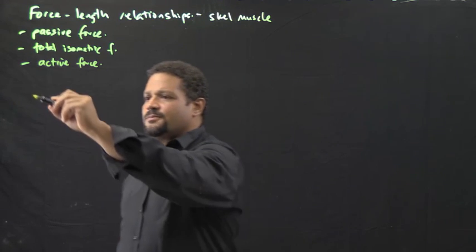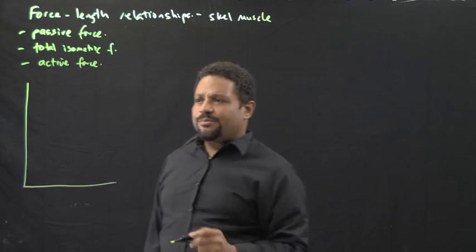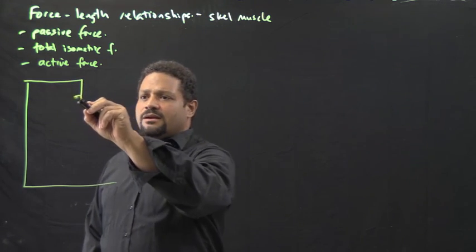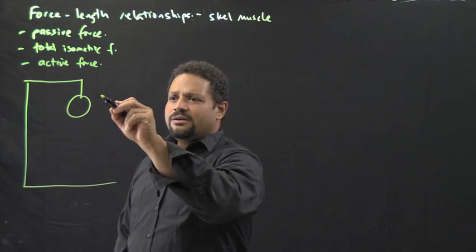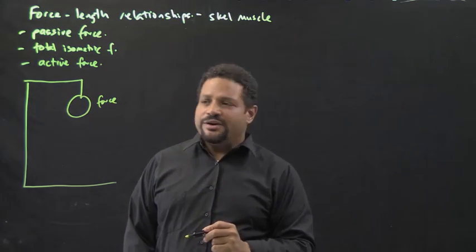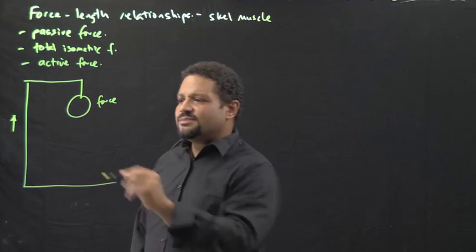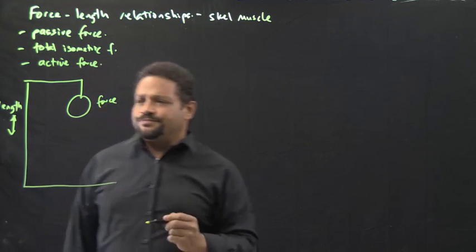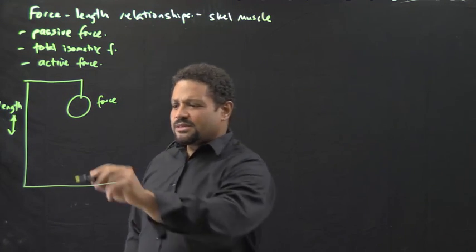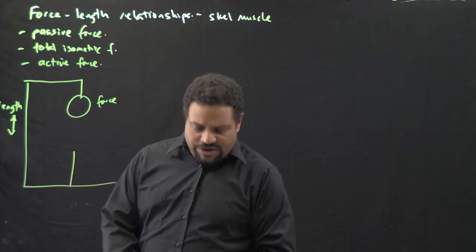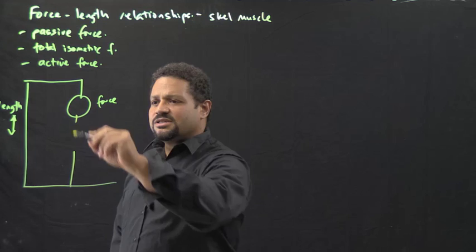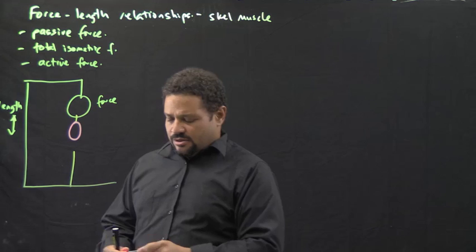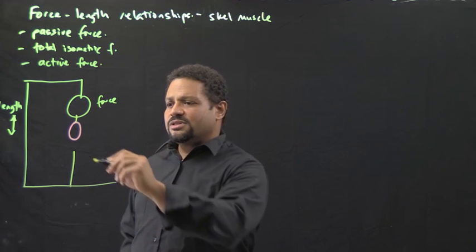All of these forces are measured on a specific apparatus shown here. This apparatus does two things. First, it's got a force transducer here that measures the force that the muscle generates. The second thing that this apparatus does is measure length change. And we'll write length here. So you suspend the muscle within this apparatus and you measure the amount of force that the muscle generates at a given length. And we'll just draw the muscle here in pink. So that's your isolated skeletal muscle.